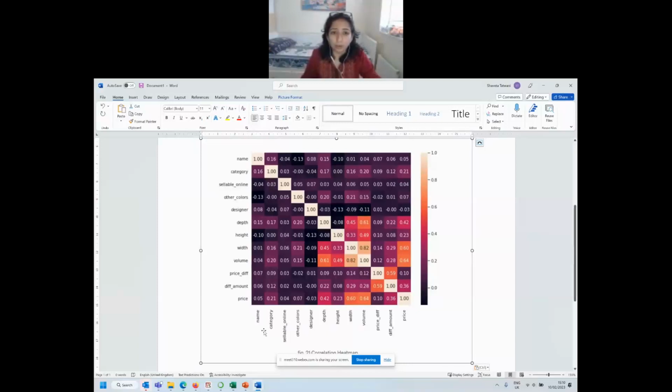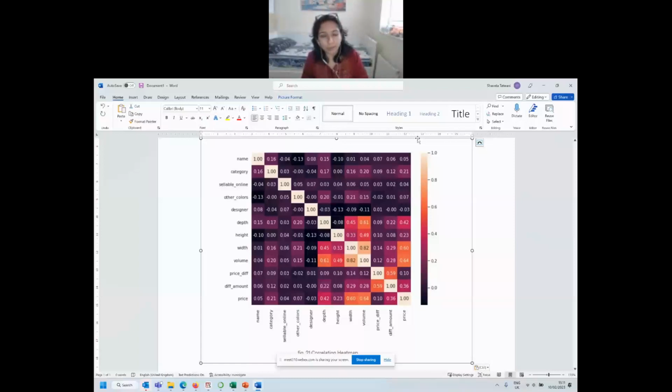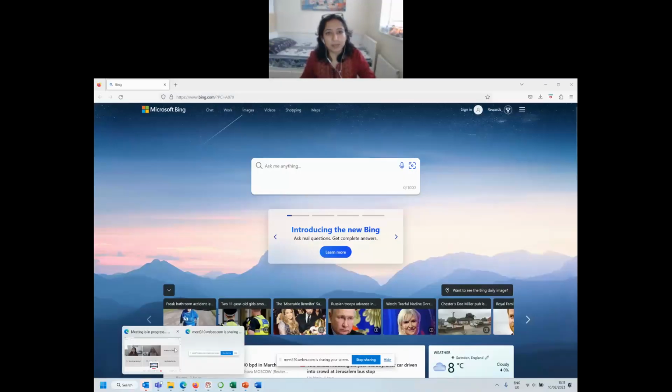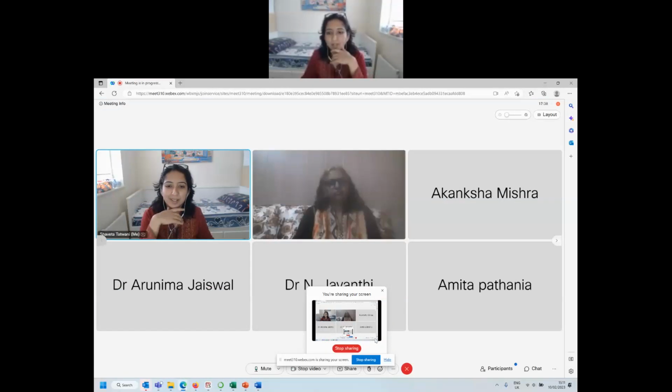Generally, for the prediction, we take only the highly correlated features, whether negatively correlated or positively correlated. We select those features which have a higher impact on the output variable. So this is all about the EDA analysis. I believe you all understood.